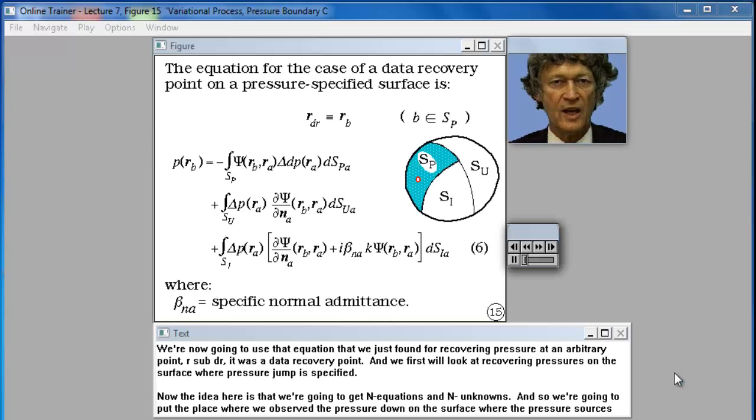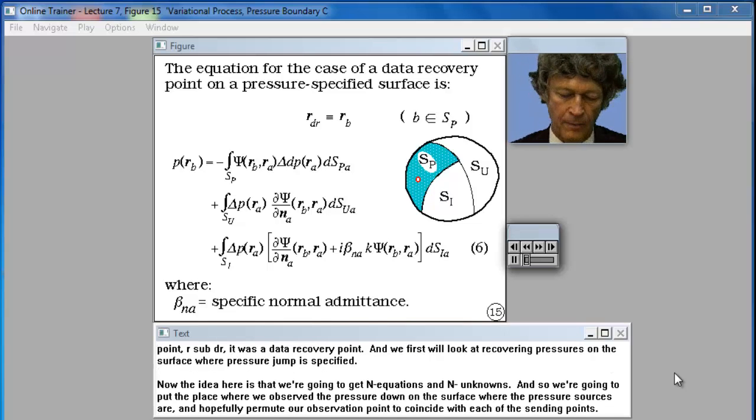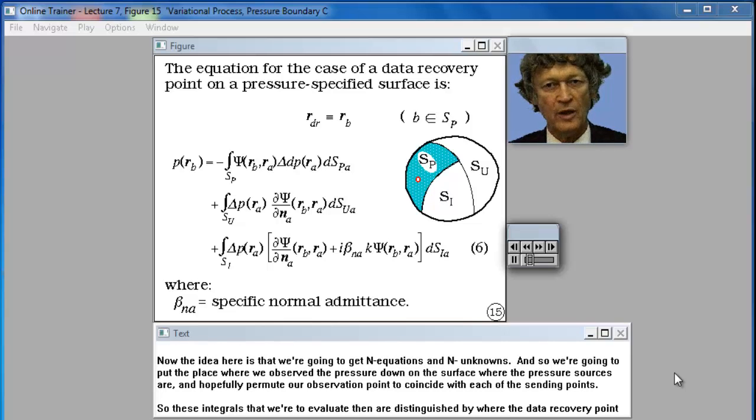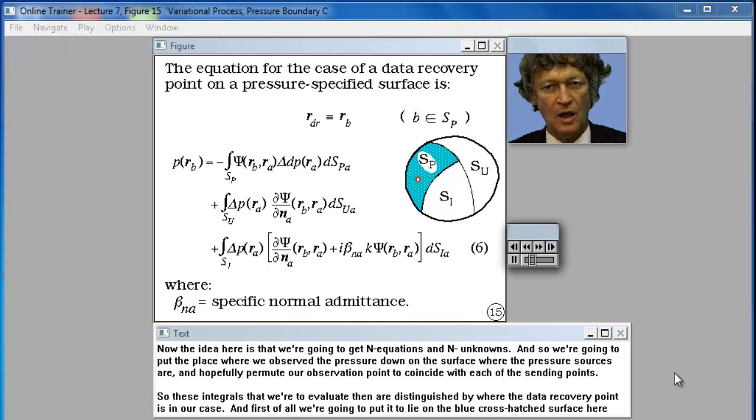We're now going to use that equation that we just found for recovering pressure at an arbitrary point r sub dr. It was a data recovery point. And we first will look at recovering pressures on the surface where pressure jump is specified. Now the idea here is that we're going to get n equations and n unknowns, and so we're going to put the place where we observe the pressure down on the surface where the pressure sources are, and hopefully permute our observation point to coincide with each of the sending points.